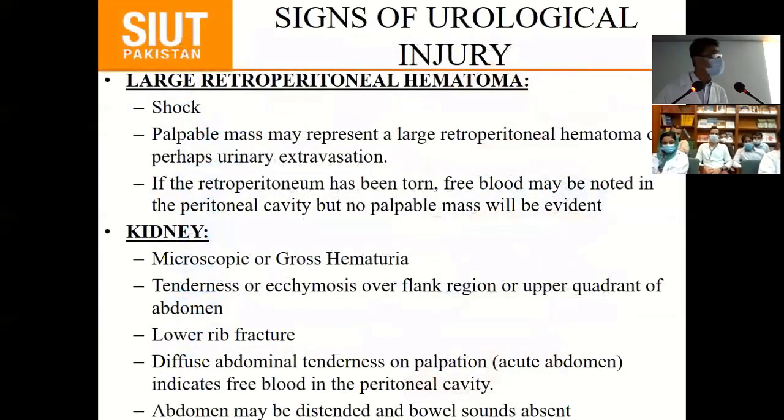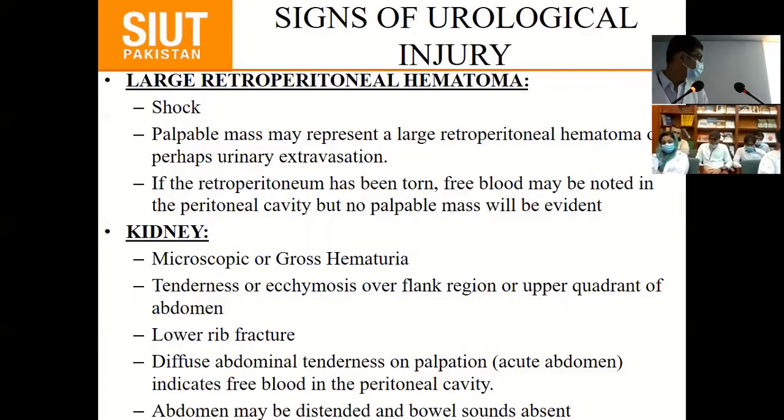Now we will discuss our third topic, signs of any urological injury. If there is a large retroperitoneal hematoma, the patient will present in a state of shock, or there may be any palpable mass which may represent a large retroperitoneal hematoma or perhaps any urine extravasation. If the retroperitoneum has been torn, free blood may be noted in the peritoneal cavity during EFAST, but may not be a palpable mass. For trauma of kidney, we must assess microscopic and gross hematuria.